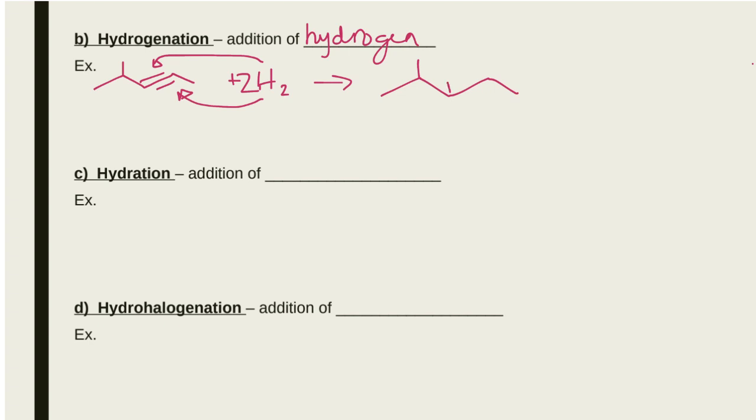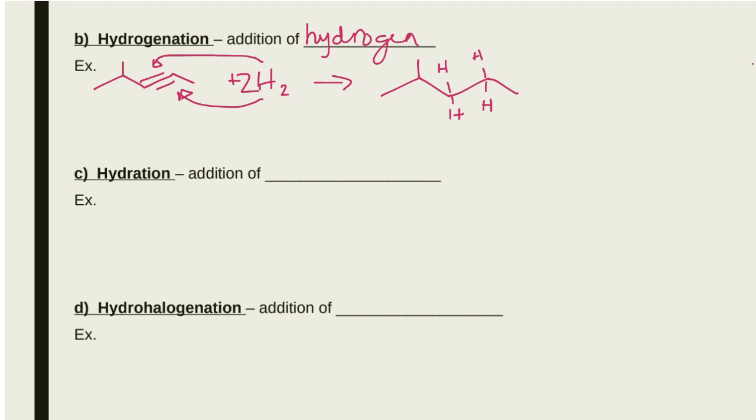And even though we don't tend to show hydrogens, we're going to show that one molecule of hydrogen broke the top pi bond. Another molecule of hydrogen broke the bottom pi bond. And we always write that in because we want to make sure that I understand you know what is happening in these reactions of these molecules.